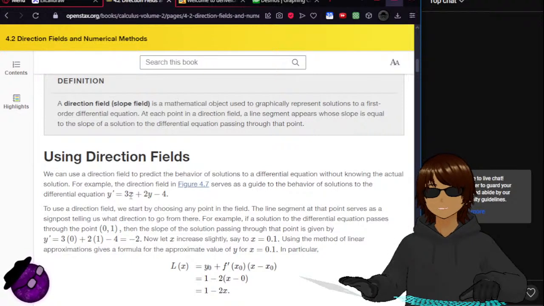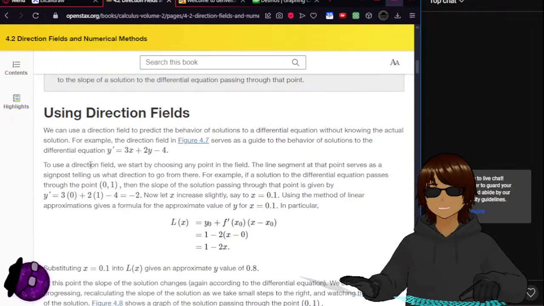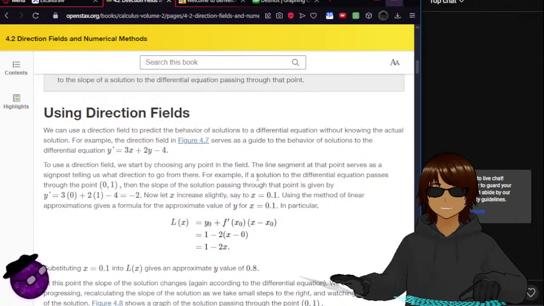derivative of y is equal to 3x plus 2y minus 4. To use a direction field, we start by choosing any point in the field. The line segment at that point serves as a signpost telling us what direction to go from there. For example, if a solution to a differential equation passes through the point 0, 1, then the slope of the solution passing through that point is given by this: minus 2. Now let x increase slightly. Let's say x is equal to 0.1.